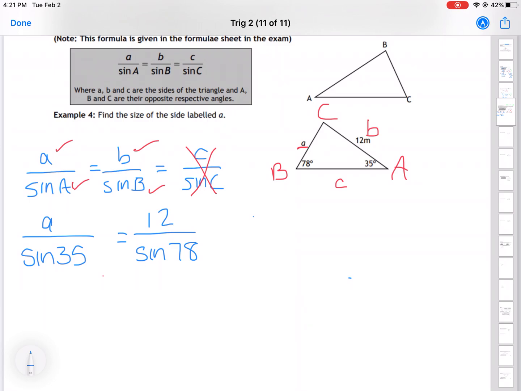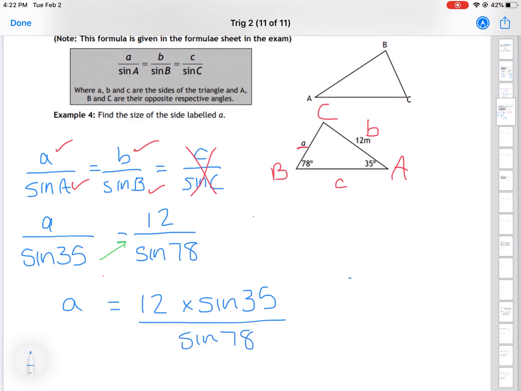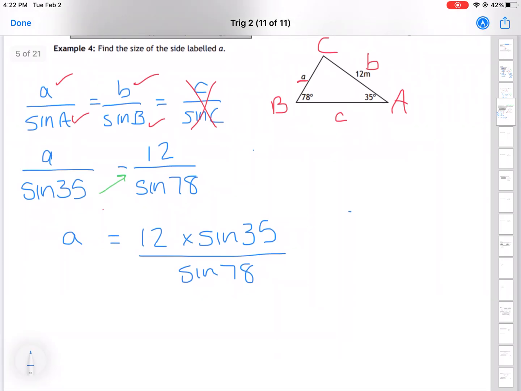Now, this process here is very similar to what we did with the arcs and sectors. We can multiply up by the sine 35, and we can make then A equal to 12 times sine 35 all over sine 78. So that has been multiplied up by the sine 35, putting it onto the right hand side.